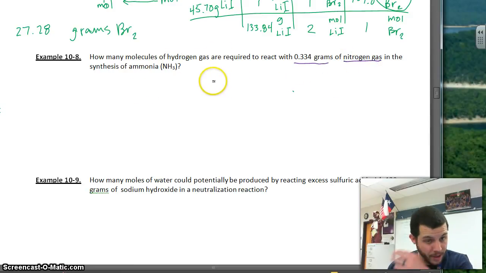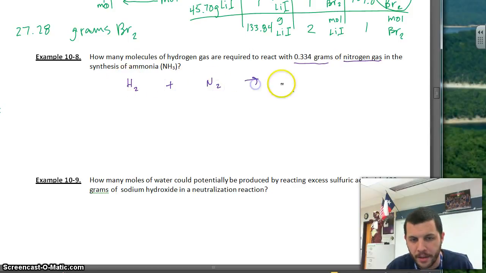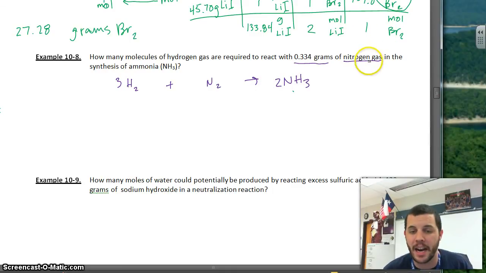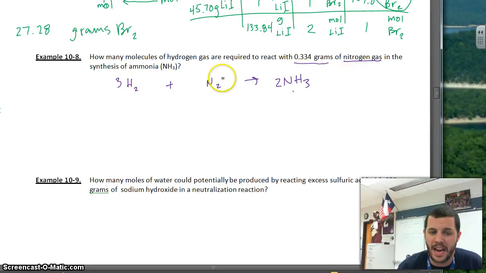Okay, so this problem tells me I'm starting off with H2 plus N2, and that yields NH3. Easy enough. I need to balance this, so I'm going to put a 3 here and a 2 here, and that should make it balanced. My next step is that I need to take my given and put it with what it's describing. Okay, 0.334 grams describes nitrogen gas. So I'm going to put 0.334 grams underneath nitrogen gas.